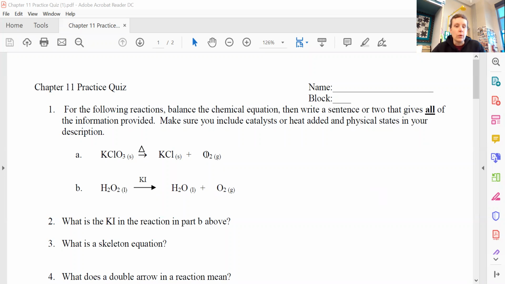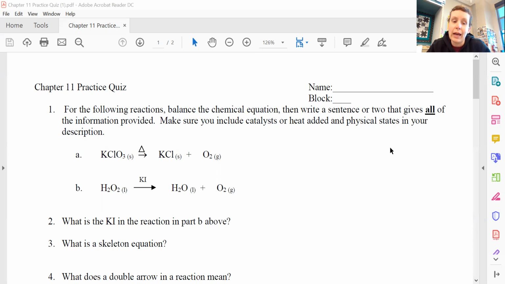So for this first one here, we're just supposed to write sentences that give all of the information, and that might seem daunting, but have faith in yourself, okay? You're going to name everything. You're going to say reacts to form or whatever in the middle, and just make sure that you throw in those physical states somehow. And if there's something over the arrow, you need to include that, address that as well.